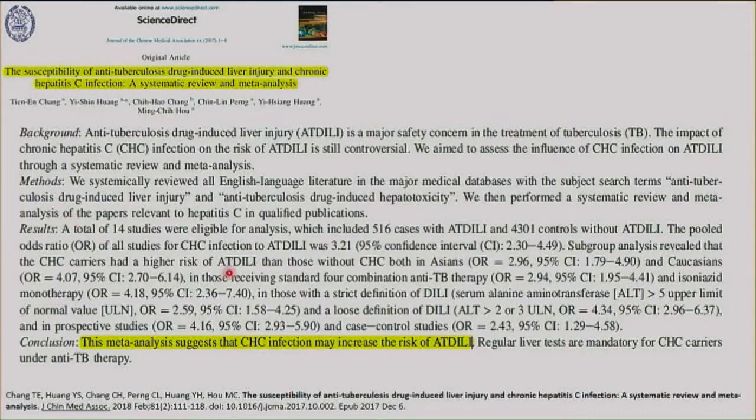And now we talk about the meta-analysis, which suggests that chronic hepatitis C infection also may increase the risk of anti-tuberculosis DILI. Why do some papers show anti-tuberculosis DILI? Because this is idiosyncratic, and we know that idiosyncratic DILI is rather difficult to predict and not dose dependent. And because anti-tuberculosis drugs are drugs that many people use in the world, especially in Indonesia.